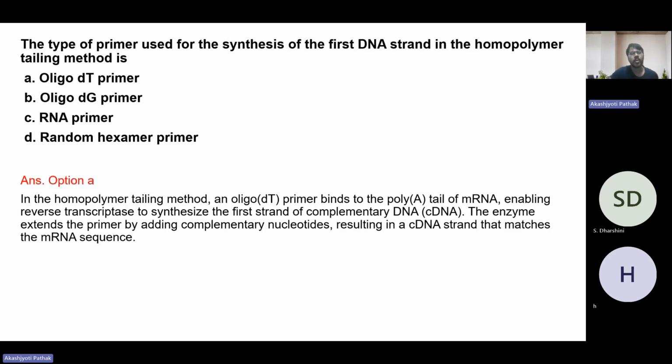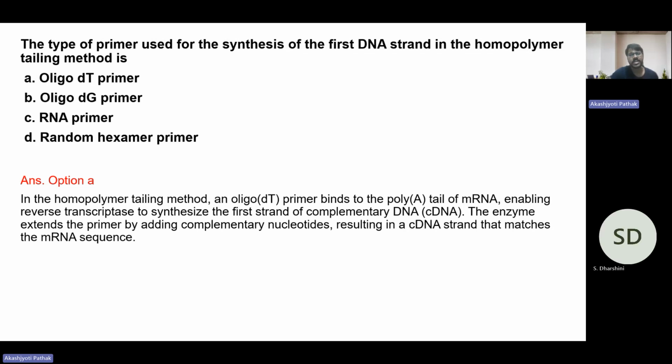So in the homopolymer tailing method, the oligo dT primer will bind to the poly A tail of mRNA, enabling the reverse transcriptase to synthesize the first strand of complementary DNA. The enzyme extends the primer by adding complementary nucleotides, resulting in a cDNA strand that matches the mRNA sequence.